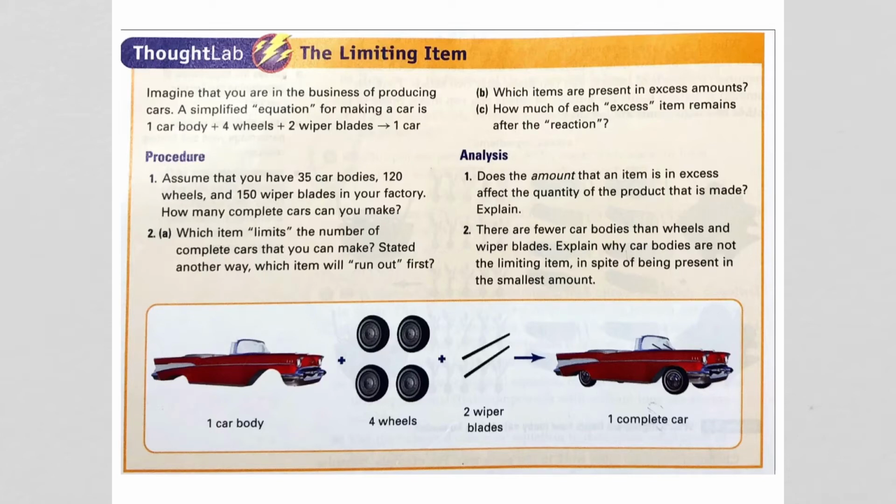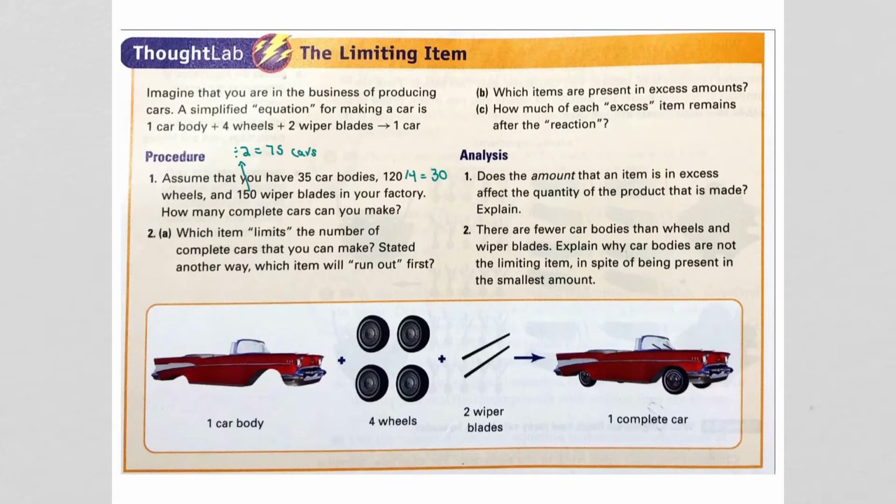So we have to go and look at our supply and what we need for each one. We only need one car body for each car, so we can make 35 cars with the car bodies. 120 wheels, but we need 4 wheels per car, so we need to divide that by 4. So we can make 30 cars from the wheels. And then 150 wiper blades, if we divide that by 2, because you need 2 per car, we can get 75 cars from the wiper blades.